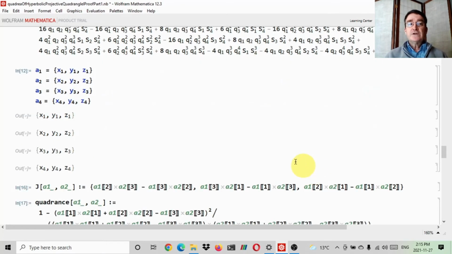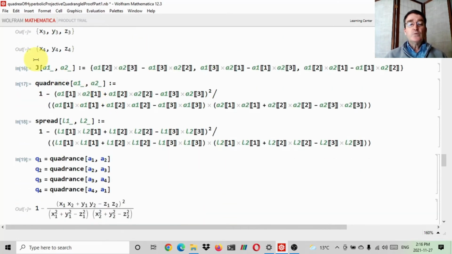Okay, next we're going to take our projective points, A1, which is x1, y1, z1. These are proportions. A2 is the proportion x2 to y2 to z2. A3 is the proportion x3, y3 to z3. And A4 is the proportion x4, y4 to z4. And we're going to define 3 functions for the join of 2 projective points, the quadrances between 2 projective points, and the spread between 2 projective lines.